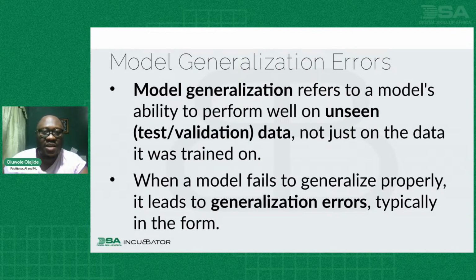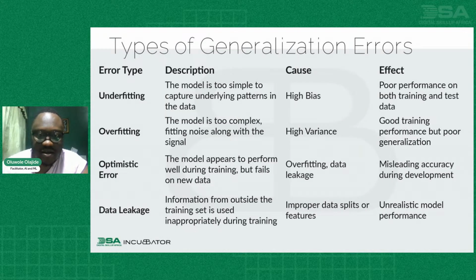All right. Then we talked about model generalization errors. I talked about errors that happen, unseen errors, not just on the data your model was trained on, when your model fails to work properly when we bring in a new data set. So these are things you should put at the back of your mind when working on your model. All right, we're almost there. Then I spoke about types of generalization error. We spoke about underfitting, overfitting, optimistic error, and what? Data leakage.